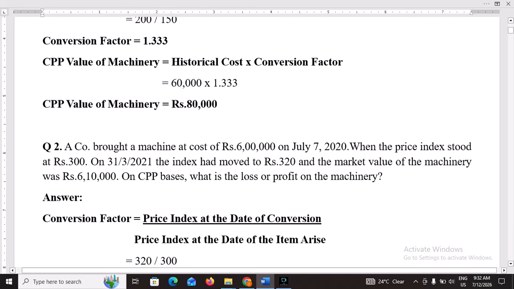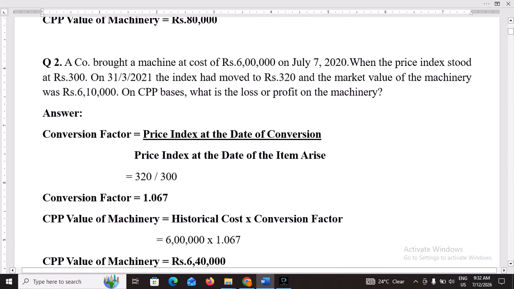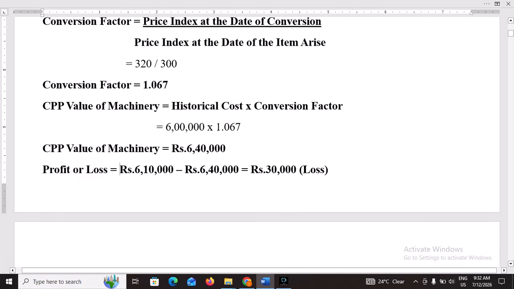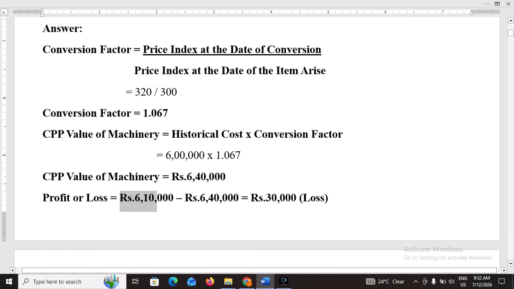Correct? Now profit or loss. What is the profit or loss on the machinery? The ending market value of the machinery is 6,10,000 minus the CPP value of machinery, rupees 6,40,000. So 6,10,000 minus 6,40,000 gives minus 30,000, which is a loss. This is the solution of this problem.